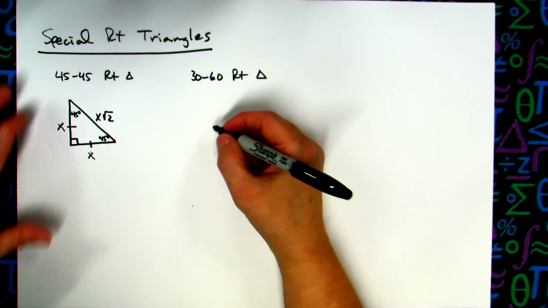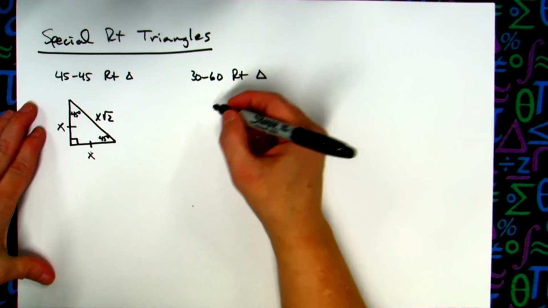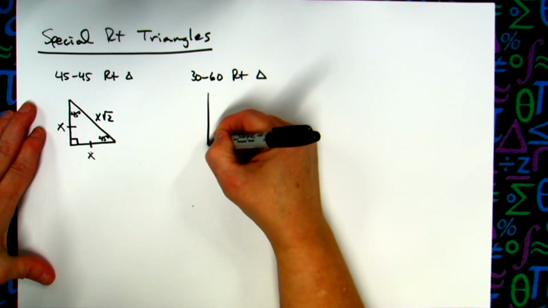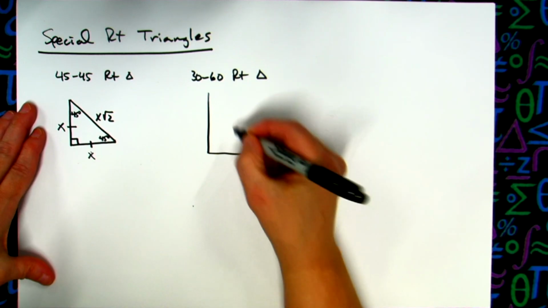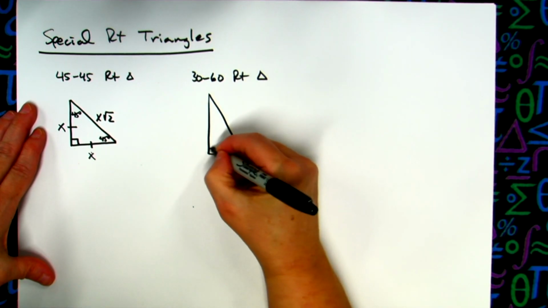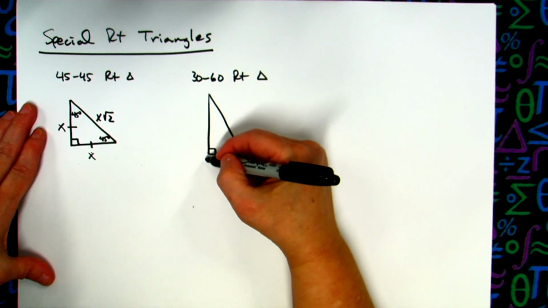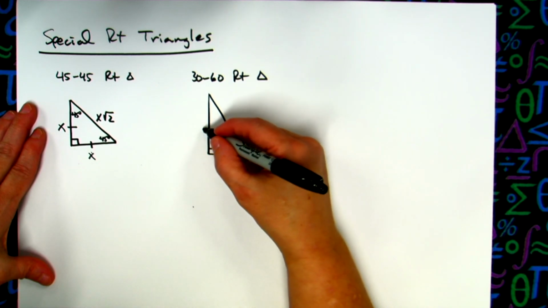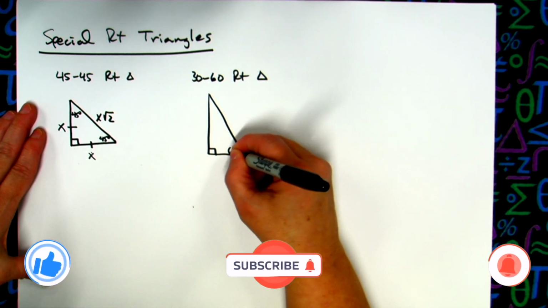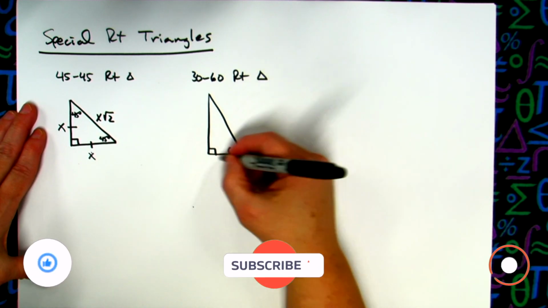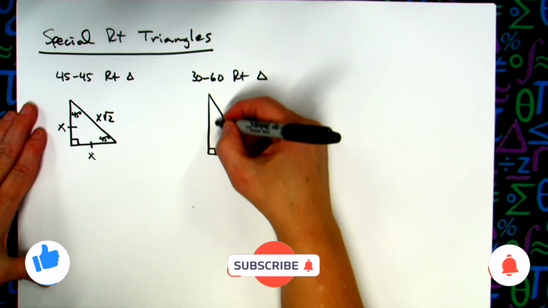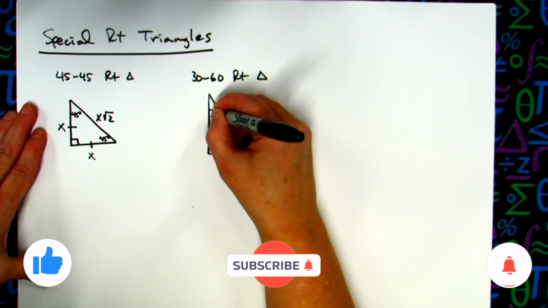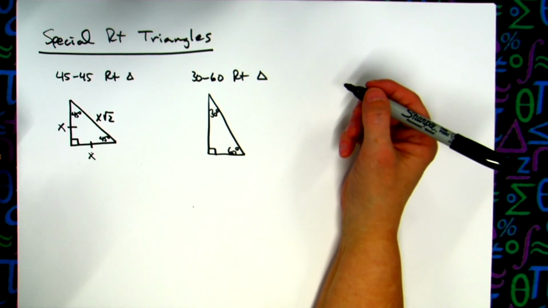Now let's do a 30-60 right triangle. Now that means that my two legs are not going to be the same length. One's clearly going to be longer than the other one, so this is my long side, which means that the angle opposite has got to be the bigger one, so there's my 60, and then this side is the shorter leg, so across from it, that's got to be the 30. So this is a 30-60.